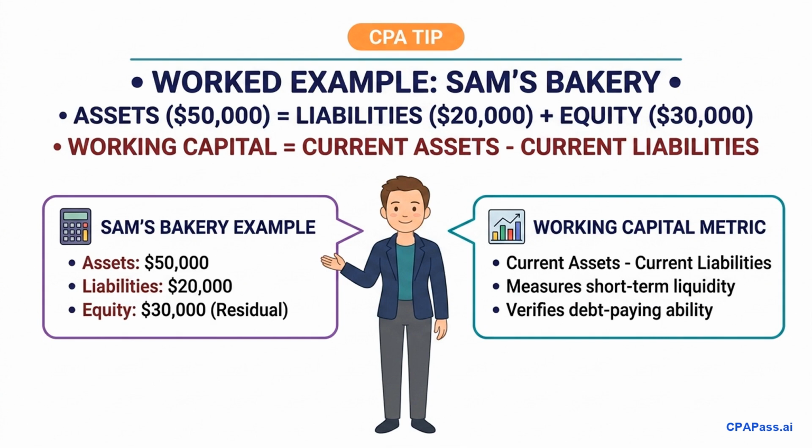From here, we can also evaluate liquidity using working capital, which is calculated as current assets minus current liabilities. This metric tells us if a company has enough short-term resources to cover its immediate debts. Understanding how these classifications flow helps you verify that the balance sheet is structurally sound before analyzing deeper performance metrics.